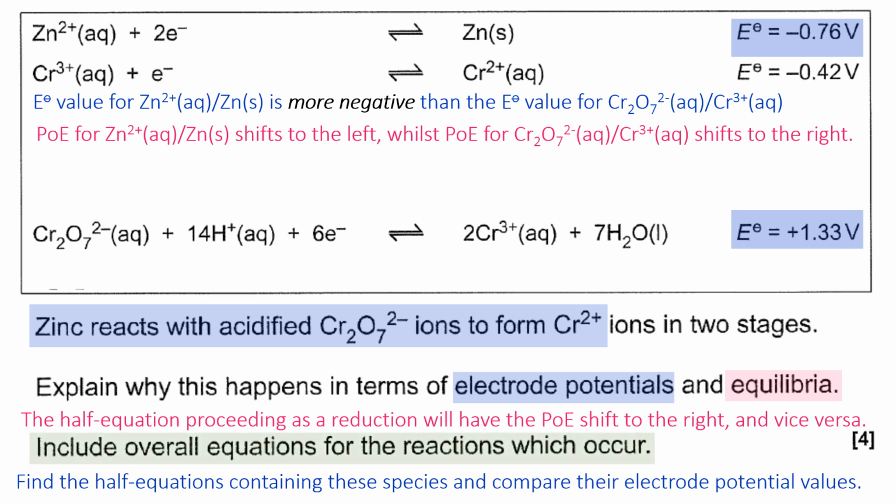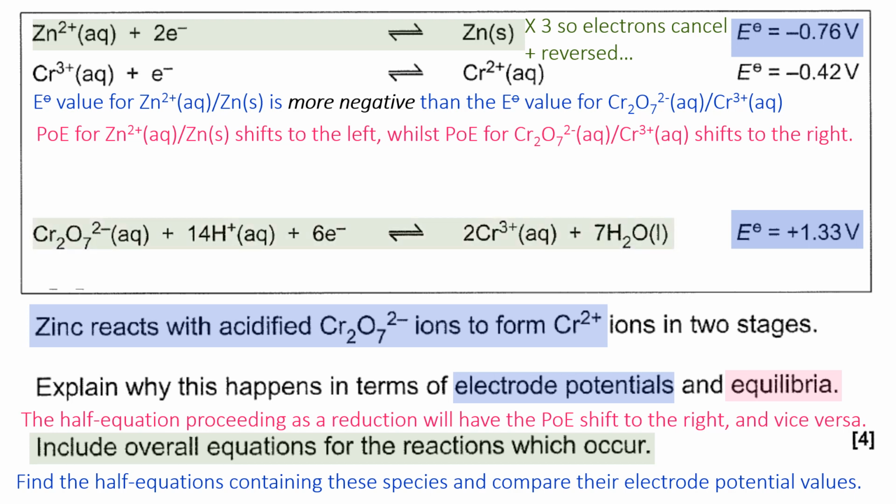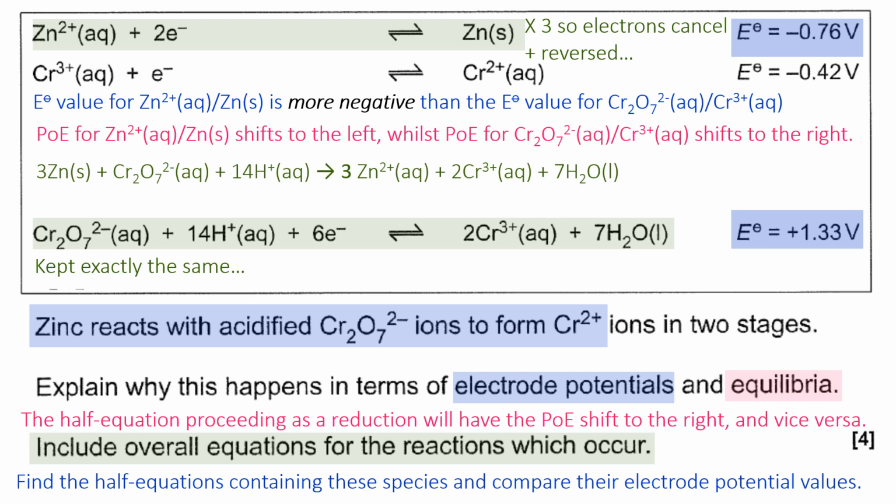Then they want you to include overall equations for the reactions which actually occur. So looking at the zinc, we know that this one is reversed, but looking at the electrons, there are 2 electrons transferred. But if you look at the dichromate, there are 6 electrons transferred, so you have to multiply the zinc half cell by 3 and keep the dichromate one the same. So doing this gives us 3 Zn, 1 Cr2O7 2-, 14 H+, giving 3 Zn2+, 2 Cr3+ and 7 H2O.